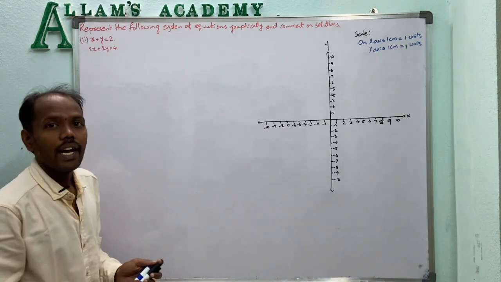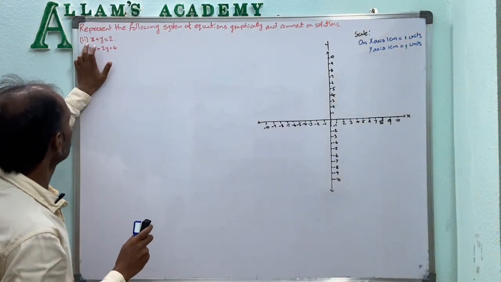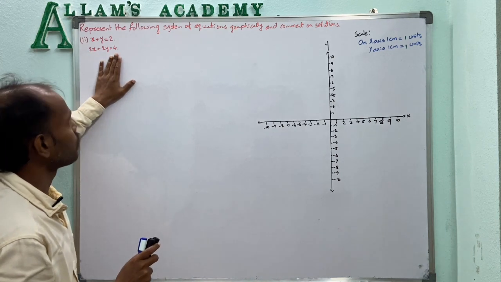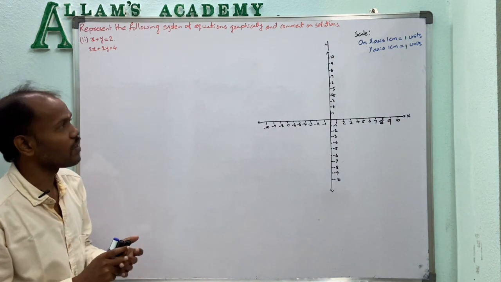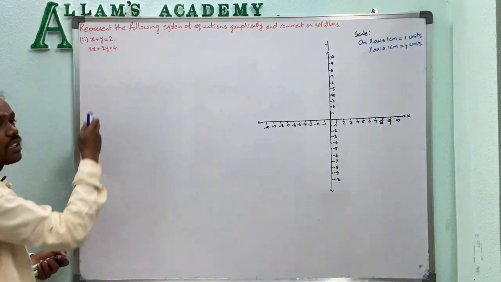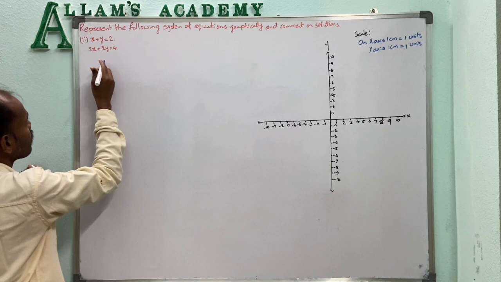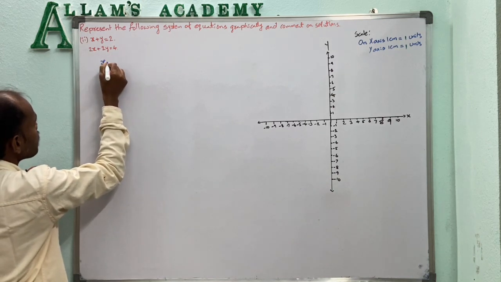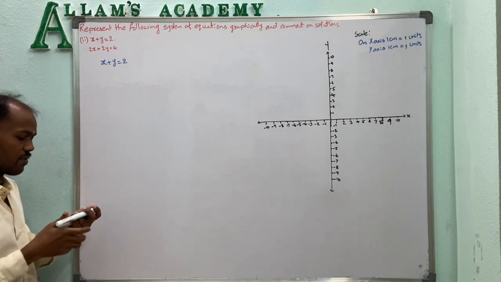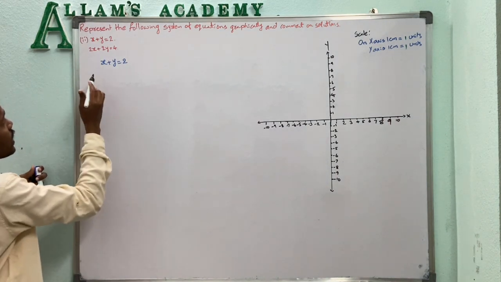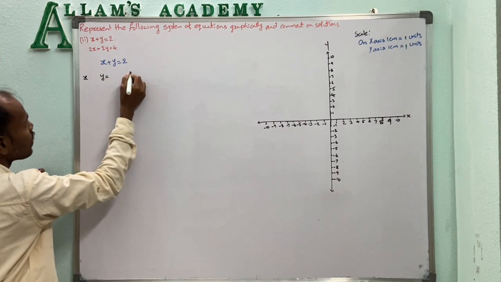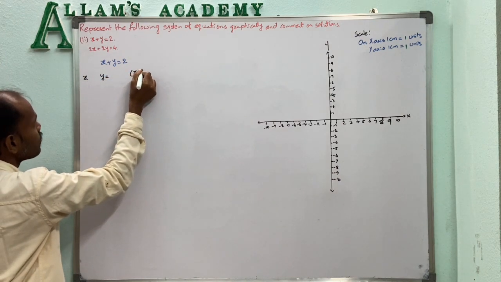Okay, here is another problem: x plus y equal to 2, and 2x plus 2y equal to 4. This system of equations we have to solve graphically. So for the first equation, x plus y equal to 2, for different x values we get different y values.